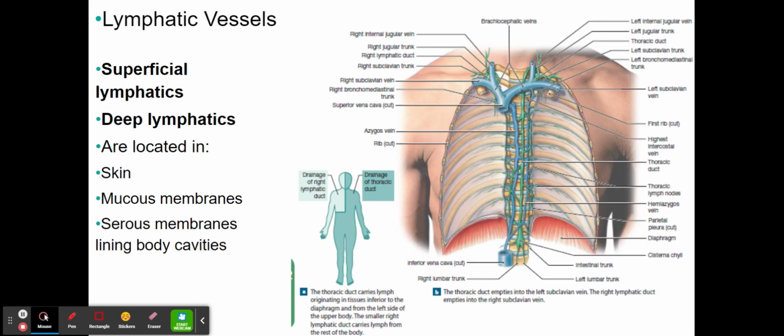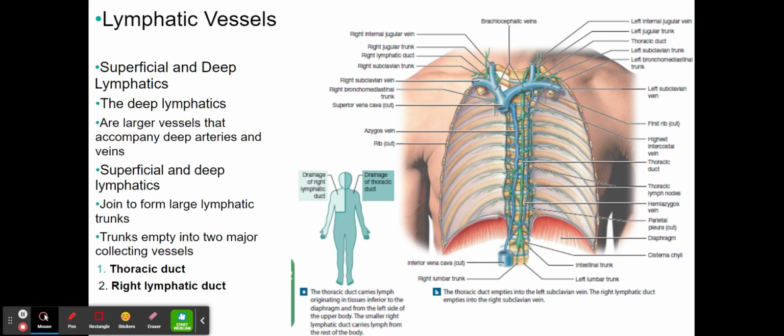Two sets of lymphatic vessels collect lymph from the lymphatic capillaries: the superficial lymphatics and the deep lymphatics. Superficial lymphatics are located in the subcutaneous layer deep to the skin, in the areolar tissues of the mucosal membranes lining the digestive, respiratory, urinary, and reproductive tracts, and in the areolar tissues of the serous membranes lining the pleural, pericardial, and peritoneal cavities. Deep lymphatics are larger lymphatic vessels that accompany deep arteries and veins, supplying skeletal muscles and other organs of the neck, limbs, and trunk, and the walls of the visceral organs.